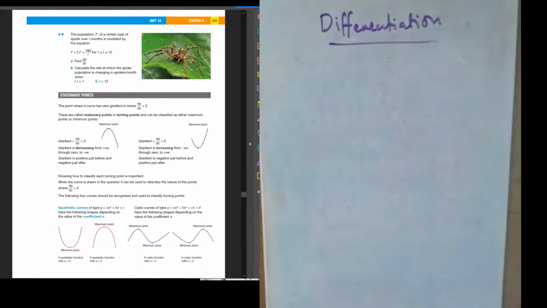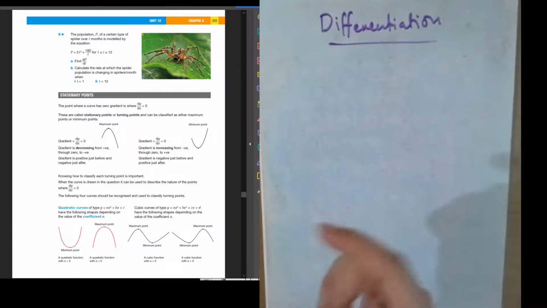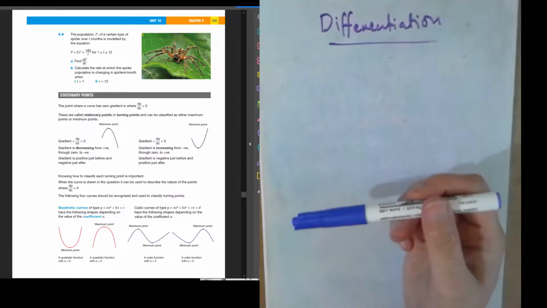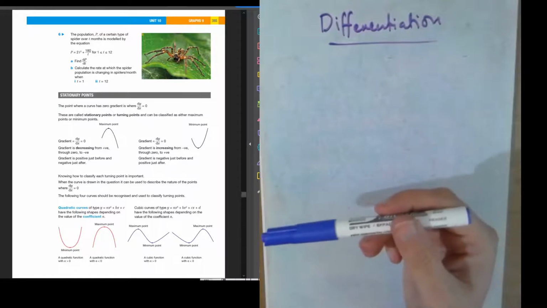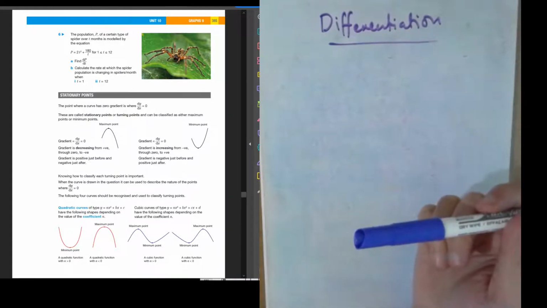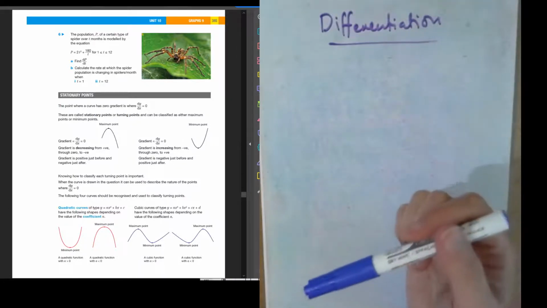Okay, so the next part you need to look at is stationary points. A stationary point is essentially just whenever the actual gradient is 0. Or if you are looking at a curve, it's just whatever the turning points are. So if you look down here, these 4 graphs, well, they're essentially just 2 graphs. It's just a positive and a negative version of each graph. All you need to do is recognize what's a maximum point and what's a minimum point.